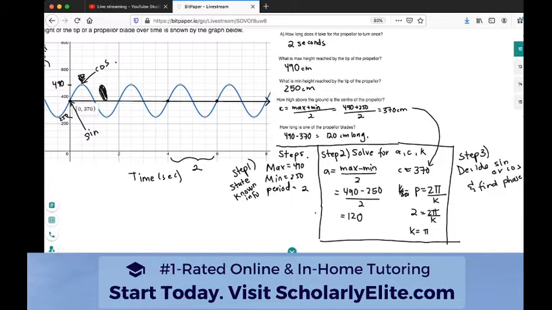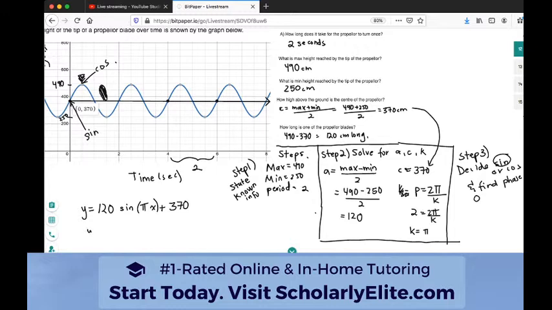Okay, guys? So that's really the key. And what I'm going to show you now is that in this case, I'm going to pick sine, and my phase shift is going to be 0 as a result of that because I'm starting it there. So my sine equation would be 120 sine of pi x plus 370.